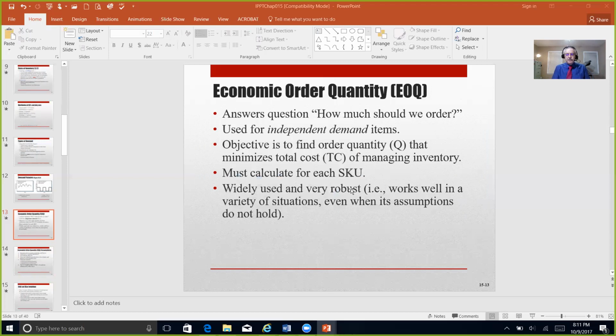It's used for these independent demand items, and it's really trying to determine what's going to be the best order quantity, Q, that minimizes the total cost of managing inventory. And it's got to be calculated for each one of these stock keeping units, SKUs. It is widely used and somewhat robust. And this model is based on several assumptions that you see at the bottom of page 377.